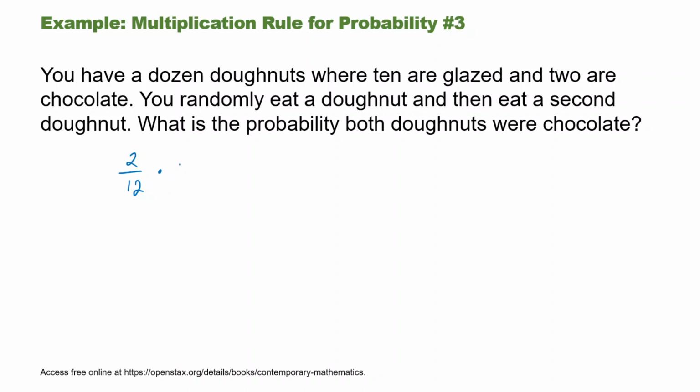And now that we've eaten this chocolate donut, there is 1 remaining out of 11, and 2/12 times 1/11th multiplies to be 2 out of 132, which reduces to be 1 out of 66. That is the probability of getting 2 chocolate donuts.